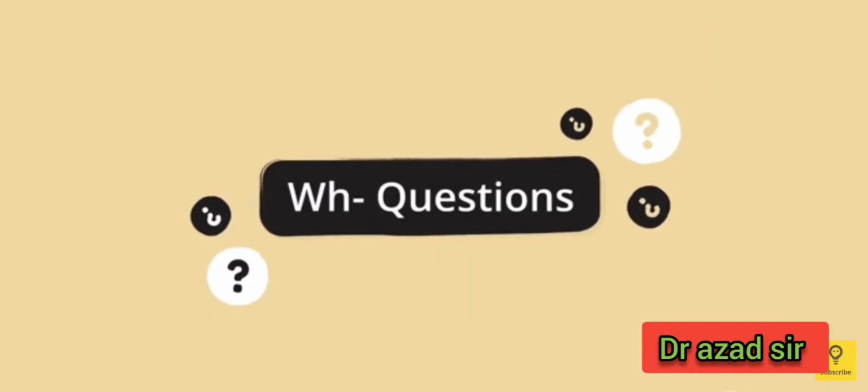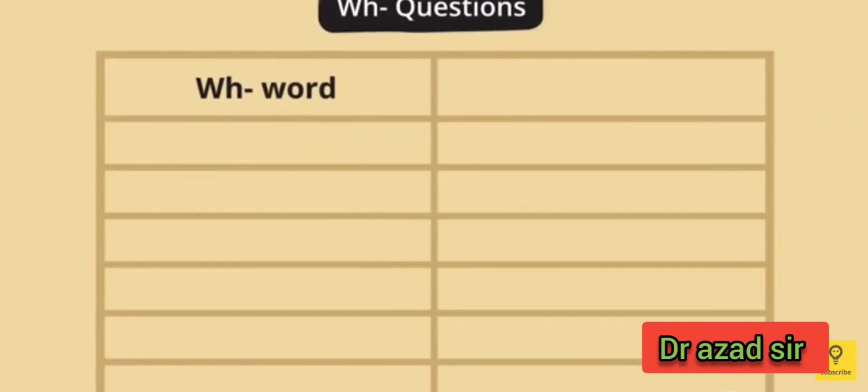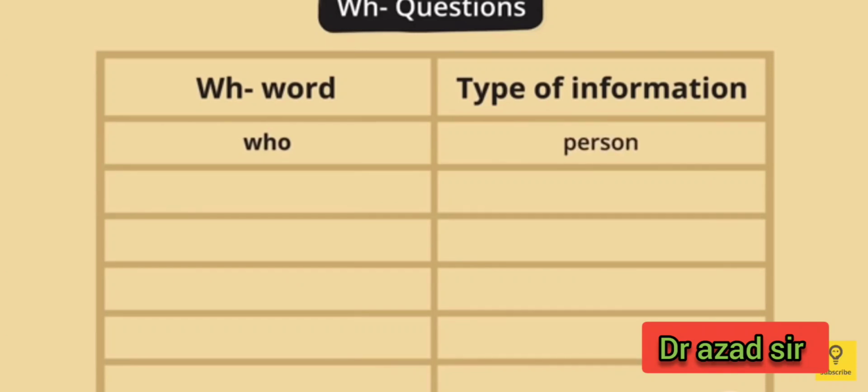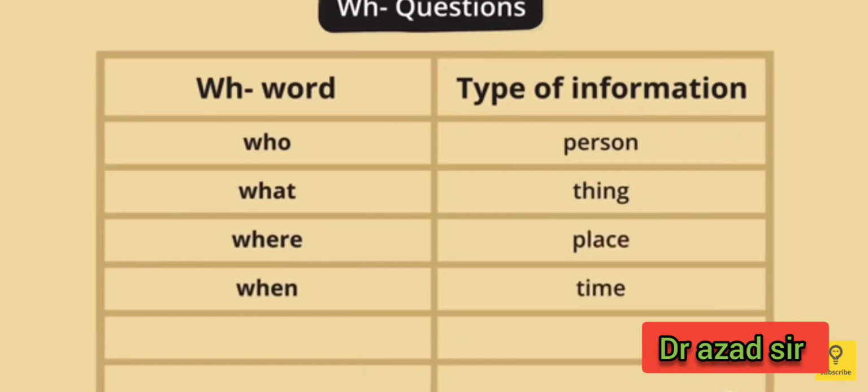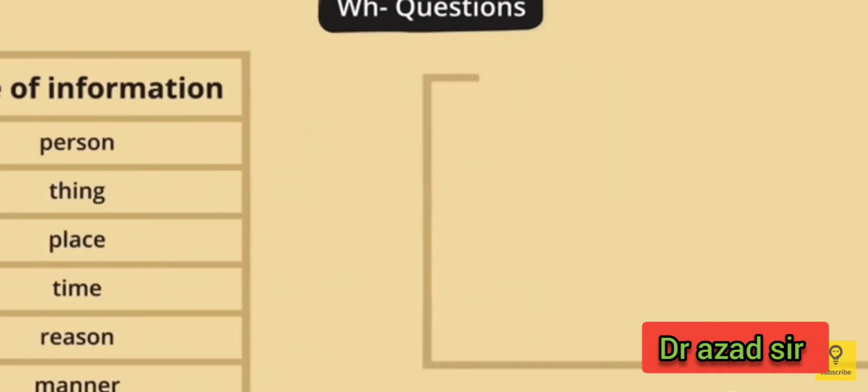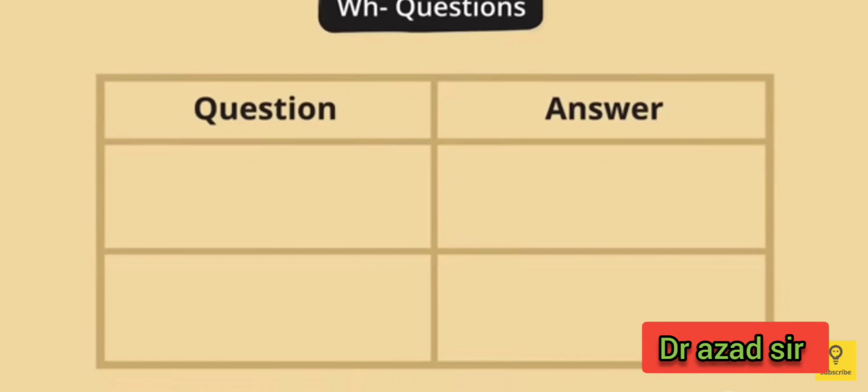What are WH questions in English? We use WH words to ask about different types of information. We use who to ask about a person, what to ask about a thing, where to ask about a place, when to ask about time, why to ask about a reason, and how to ask about manner. The answers to WH questions provide the information that we ask about.